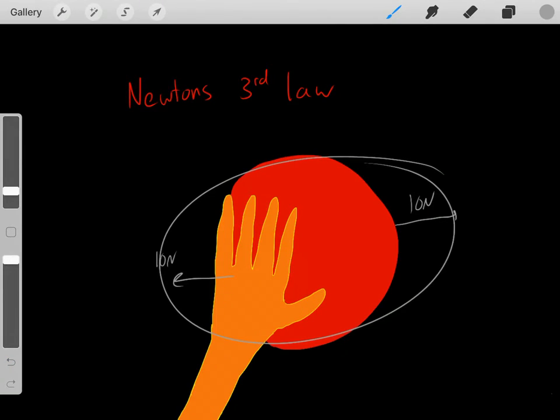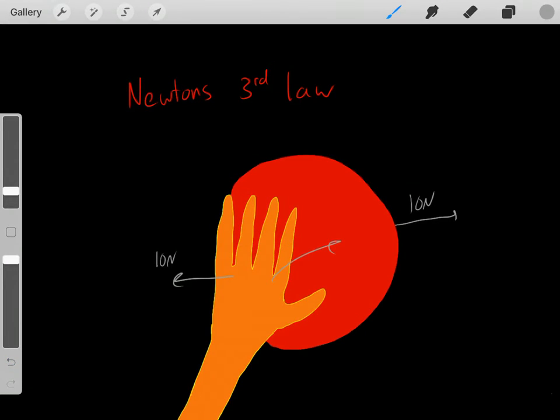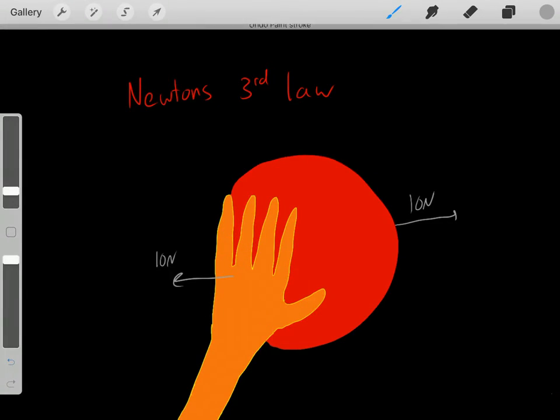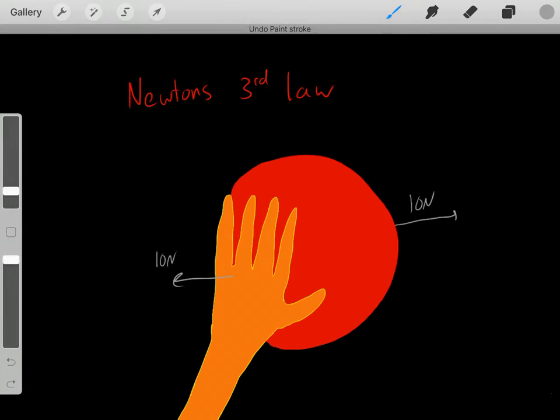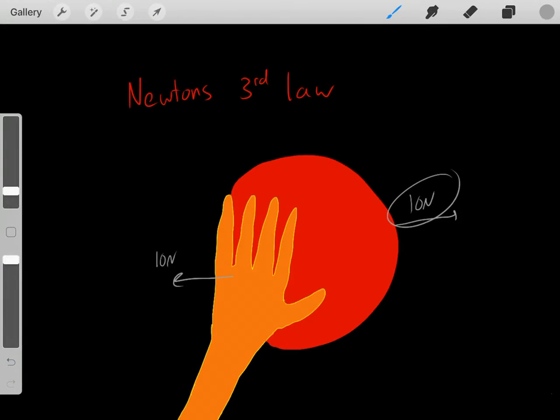And we know this because, imagine closing your eyes and slapping a ball. If you slap a ball, you'll feel that force, so you know you've slapped the ball. So that's the equal and opposite force. When you slap the ball, the ball feels a force of 10 newtons, and that's why the ball starts moving. It feels a force, and we know forces cause accelerations.